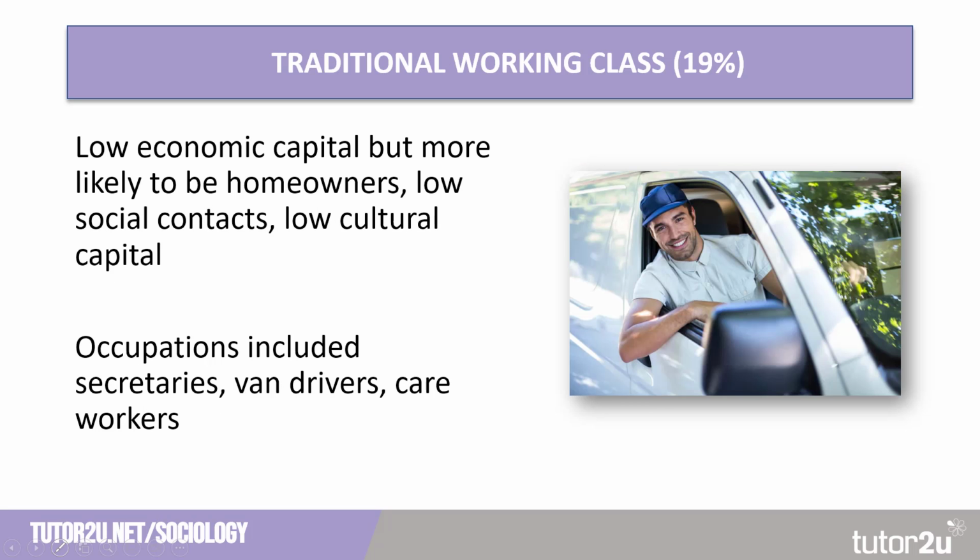The traditional working class were represented by 19% of respondents, and these were seen as having low economic capital but more likely to be homeowners. They also had low levels of social contacts, and whilst these may be more widespread, they were of a lower value. They also had low cultural capital, both highbrow and emerging. Most typical occupations that fell into the traditional working class category included secretaries, van drivers and care workers.